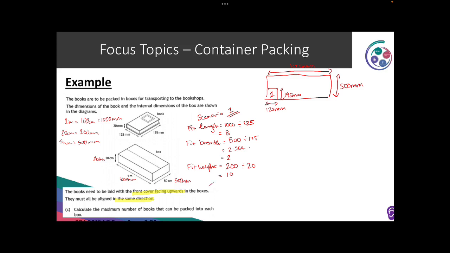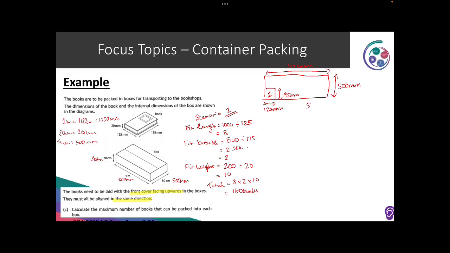So to find out the total number of books I could stack in the box in this scenario, I'm going to do my 8 rows of 2 times by my 10 layers. So 8 times 2 gives me 16, times by 10 would be 160 books packed in this first scenario. So then I'm going to look at scenario 2.